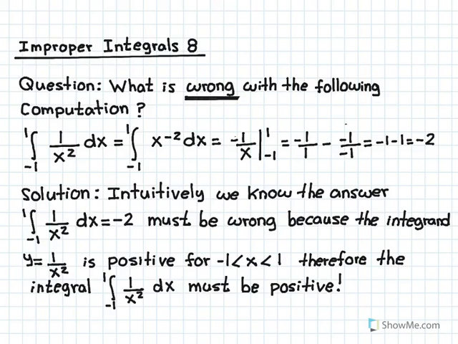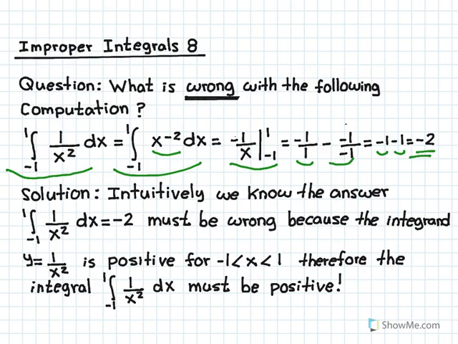In this video, we're going to investigate an incorrect computation. What is wrong with the following computation? The integral from minus 1 to 1, 1 over x squared dx is equal to the integral from minus 1 to 1, x to the minus 2 dx, and reversing the power rule, we get negative 1 over x. Apply the fundamental theorem of calculus, put the upper limit in, we get minus 1 over 1, minus minus 1 over minus 1, and we get minus 1 minus 1, which is equal to minus 2.